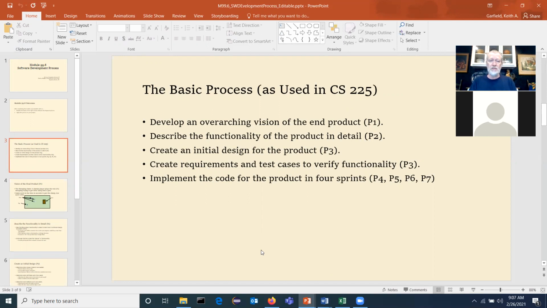Okay, then you create your initial design. We talked about that on Monday and Wednesday, and we'll go through it again today. Create your requirements and test cases, and then implement your code. That's what the 4 sprints are for, the P4, 5, 6, and 7 deliverables. So today we're focusing on the initial design and the requirements and test cases, and primarily I want to focus on requirements and test cases.